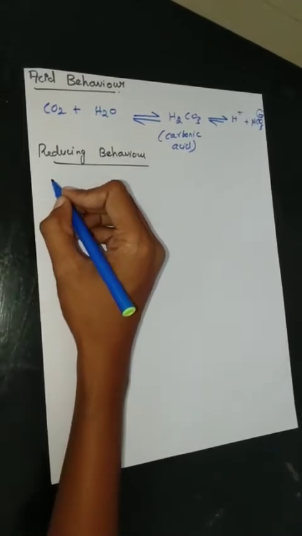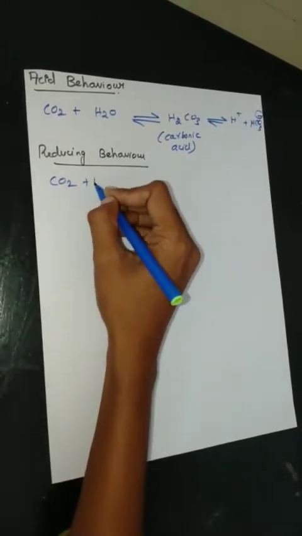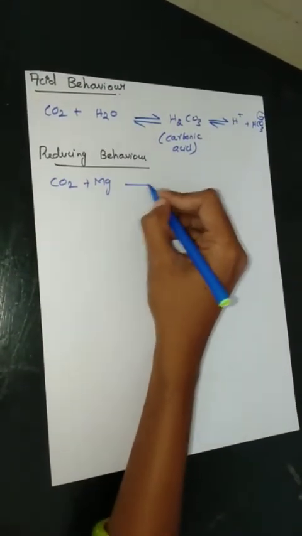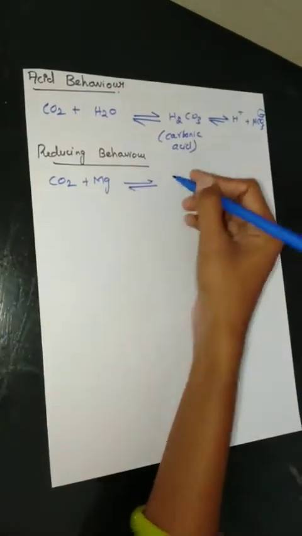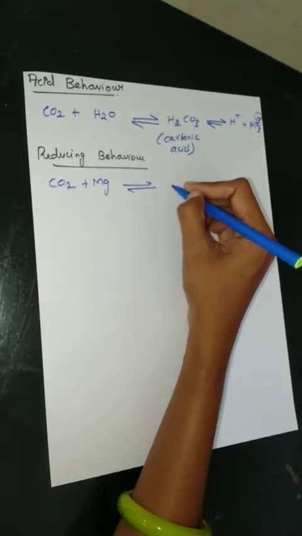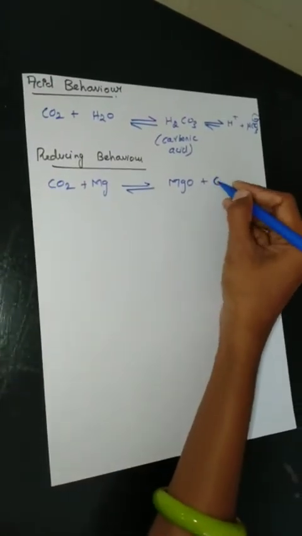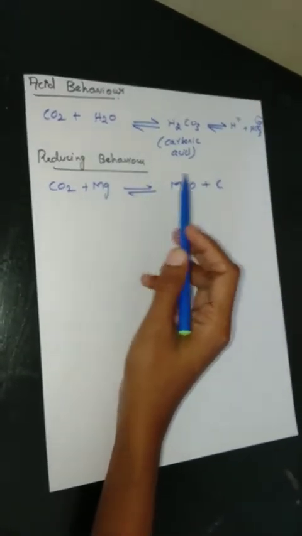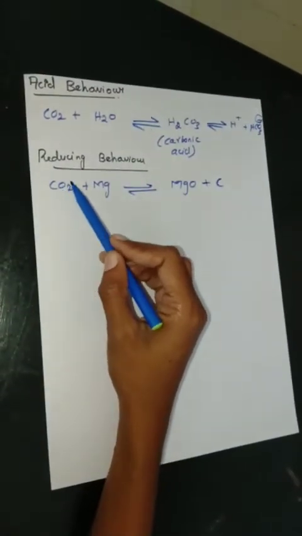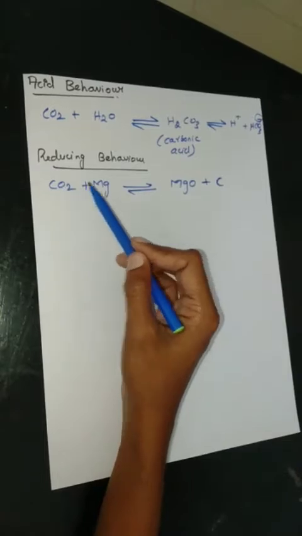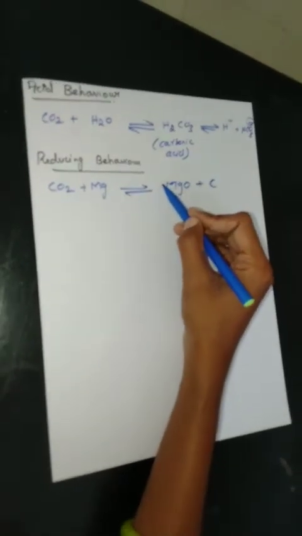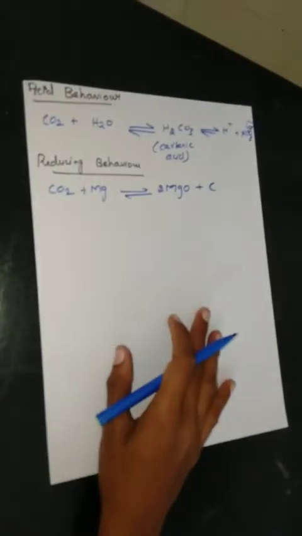Here we use carbon dioxide and magnesium. When we treat carbon dioxide with magnesium, we get magnesium oxide, MgO, plus carbon. Here 1 Mg and 1 Mg, and oxygen is 2 on one side and 1 on the other, so to balance I put 2 here. Now the equation is balanced.